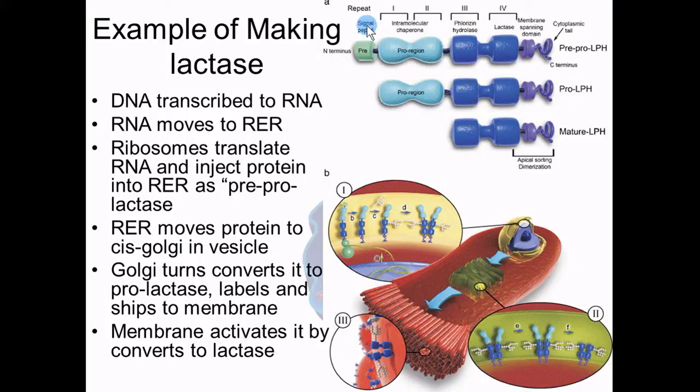The Golgi is going to take this large structure and trim it down a little bit. This is too big, so it trims it down into something a little bit smaller. Okay? So they actually call this pre-prolactase. They call this prolactase. And then finally, when it gets into the vesicle, it's going to convert it into something called mature lactase, or just lactase.